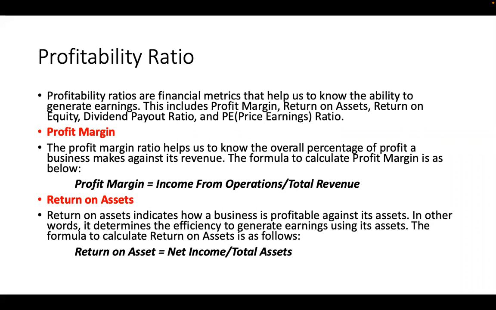The formula to calculate the profit margin is equal to income from operations divided by total revenue. So this is the basic formula. Income from operations, we discussed operations yesterday also, the operational activities of a company.